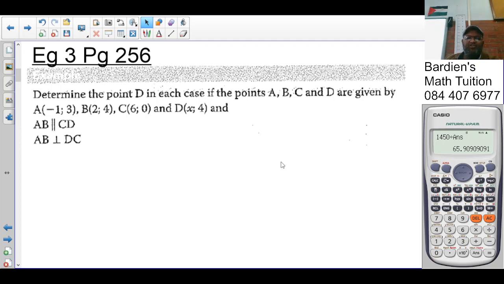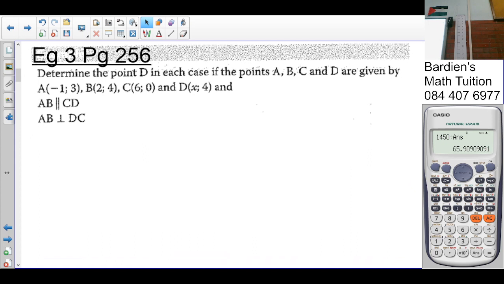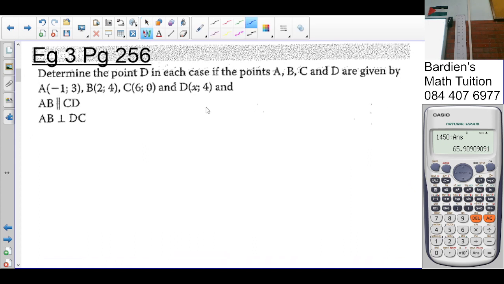So, for us to determine the point D, I must just work out the value of x. In the first case, if lines are parallel, what do we know? Gradients are equal. So the gradient of AB must be equal to the gradient of CD.